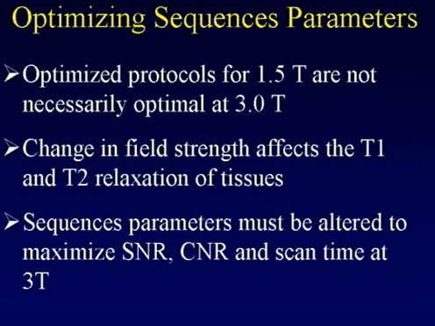So what have I learned so far? Basically, the optimized protocol for the 1.5 Tesla is not necessarily translatable to the 3 Tesla, and that's because we've learned that the T1 and T2 relaxation of normal breast tissue changes between the 2 different field strengths. So at the end of the day, we have to alter multiple parameters in order to get maximal signal to noise, contrast to noise, and hopefully a decreased scan time at the 3 Tesla.